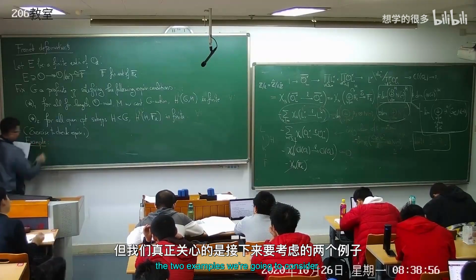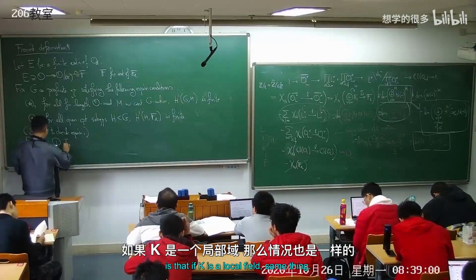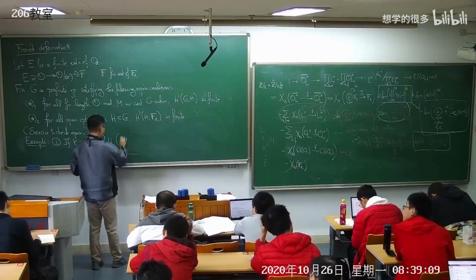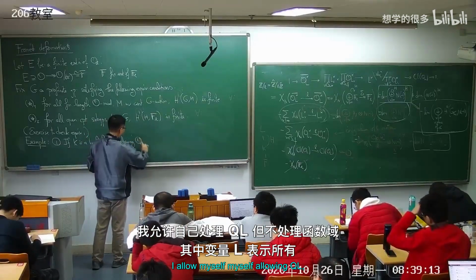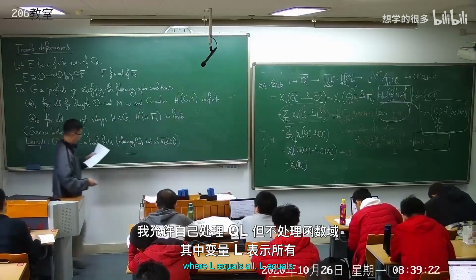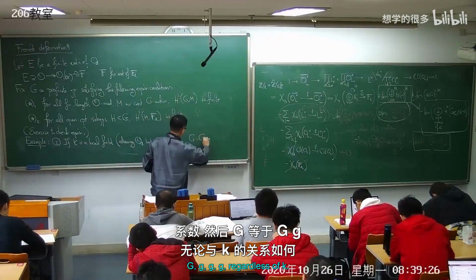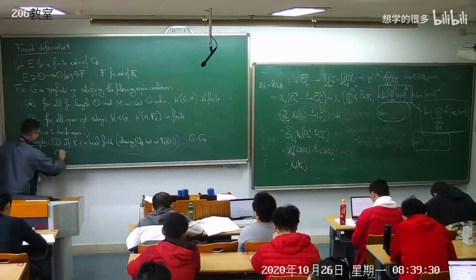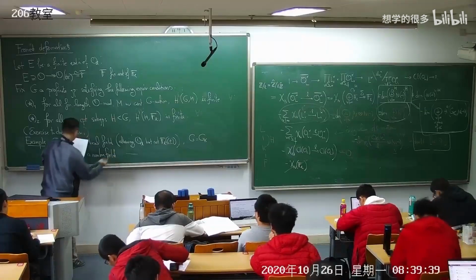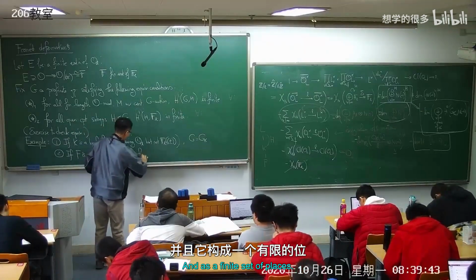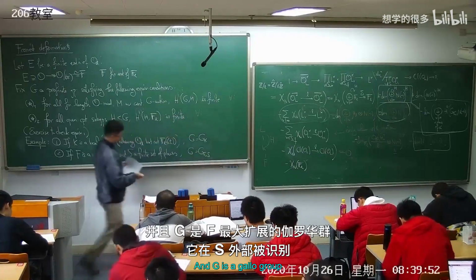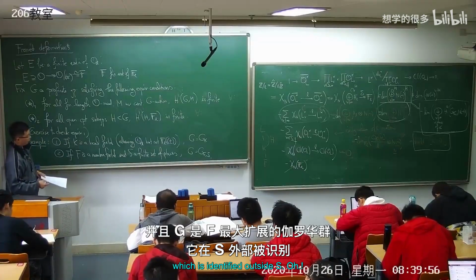But what we really care about are the two examples we're going to consider. First is that if K is a local field, same thing, I allow myself Q_l, but not the function field, where L equals the coefficients, and then G equals G_K, the Galois group of K. Or I'll consider F is a number field, and S is a finite set of places, and G is the Galois group of the maximal extension of F which is unramified outside S.